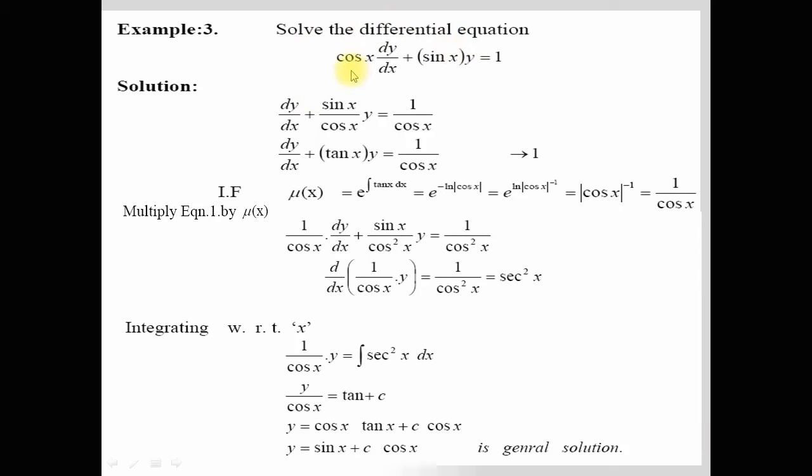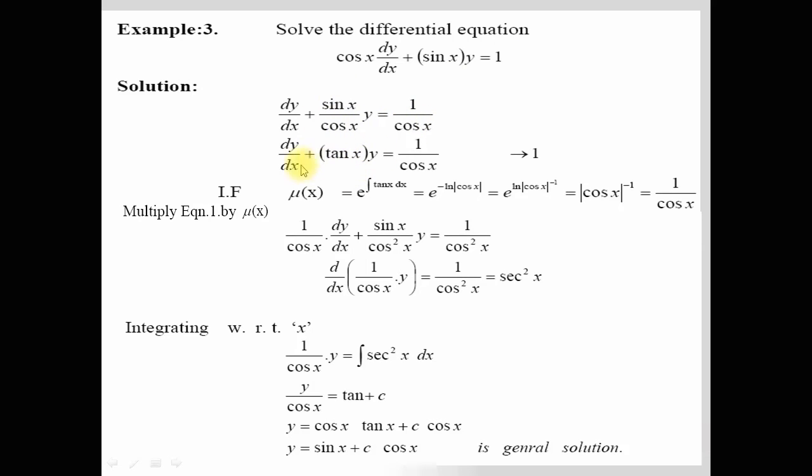To solve this differential equation, cos x dy by dx plus sin x into y is equal to c. First of all, write this differential equation in the standard form. Dividing both sides by cos x, we obtain dy by dx plus sin x divided by cos x times y is equal to 1 over cos x. Now sin by cos means tangent.